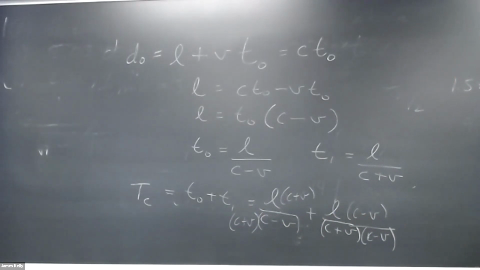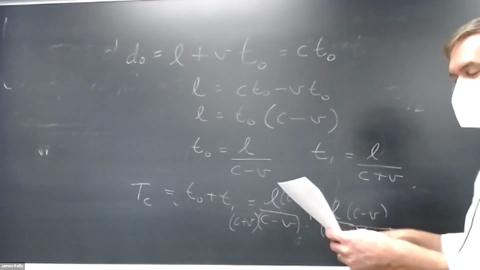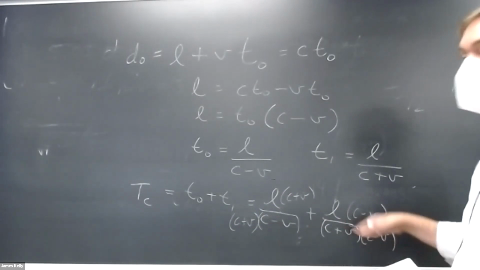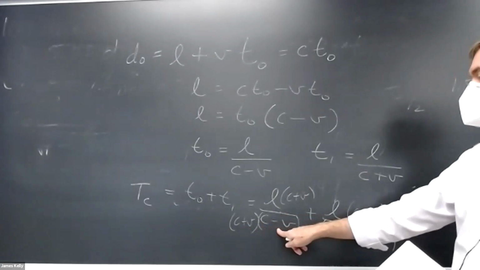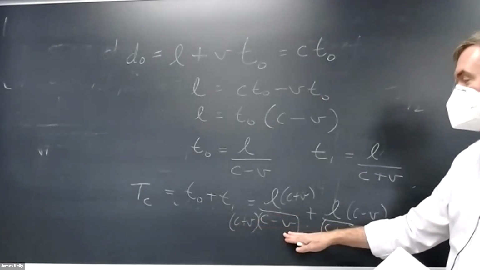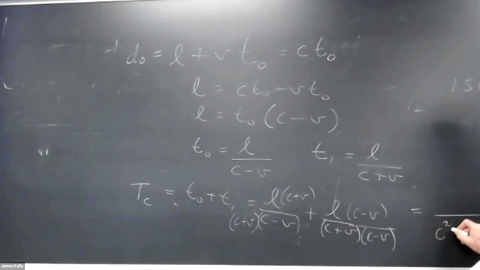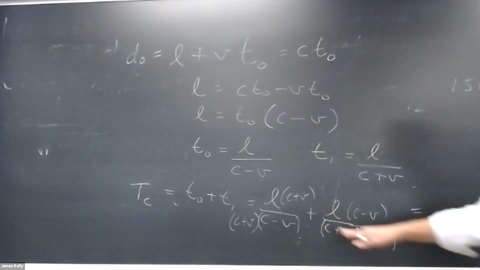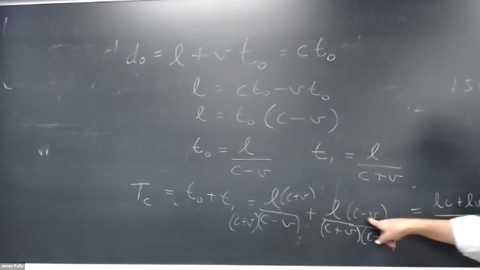And if you want, you can stop there, or you can try to do a little bit of simplification, because I've got a common denominator here, and then I could go ahead and add them together, right? I don't know if you know the fact when you have a difference of two squares, that's one plus the other times one minus the other. So this actually, when you multiply it out, is c squared minus v squared. So that common denominator here is c squared minus v squared. And what's over the top of it? Well, we've got LC plus LV plus LC minus LV.